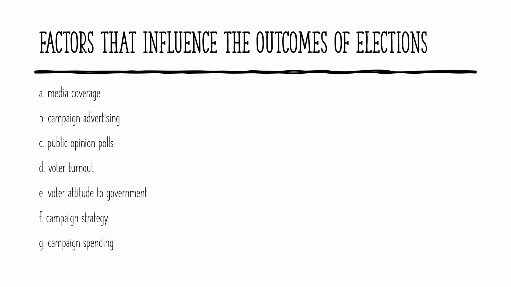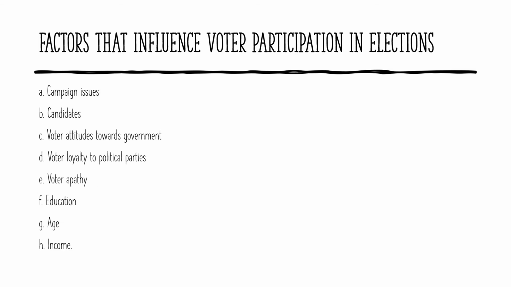Now, the factors that will influence the outcomes of elections include: one, media coverage; two, campaign advertising; three, public opinion polls; four, voter turnout; five, the voters' attitude to government; six, campaign strategy; seven, campaign spending. Now, the factors that will influence voter participation in an election: one, there is a campaign issue. Then there are the candidates. You also have voters' attitudes towards the government, voter loyalty to political parties, voter apathy or their dislike for the party, the education of the voter, the age, and also the income.